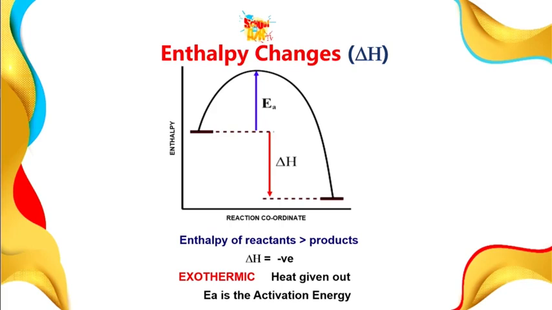Don't forget I said earlier that the enthalpy change of reaction is the one for the product minus the one for the reactant. In a situation whereby the one for the reactant is greater than that of the product, delta H value will be negative and the reaction will be exothermic.